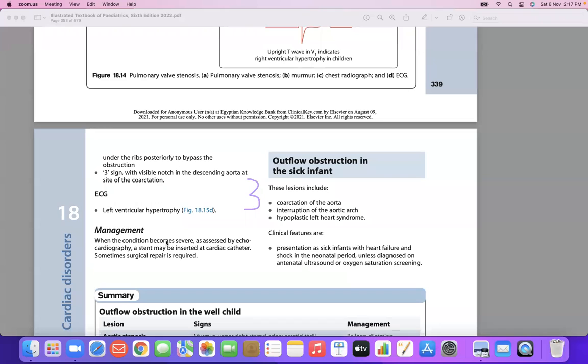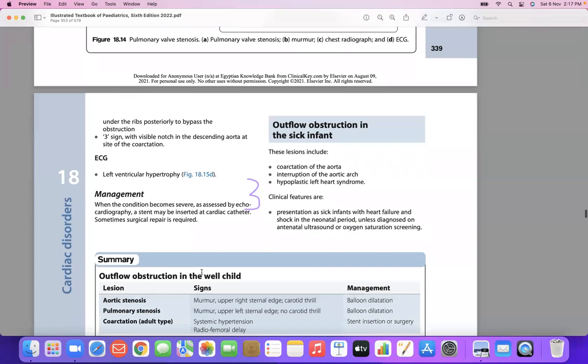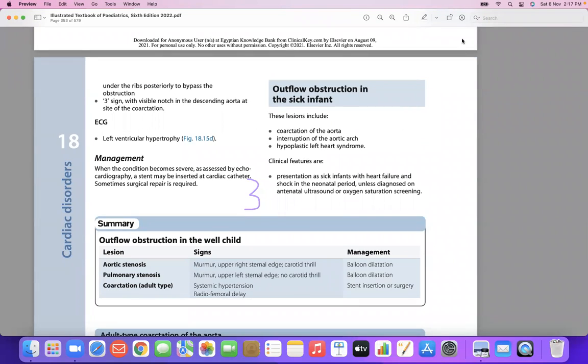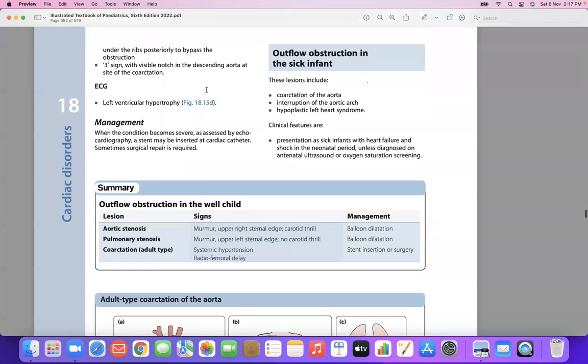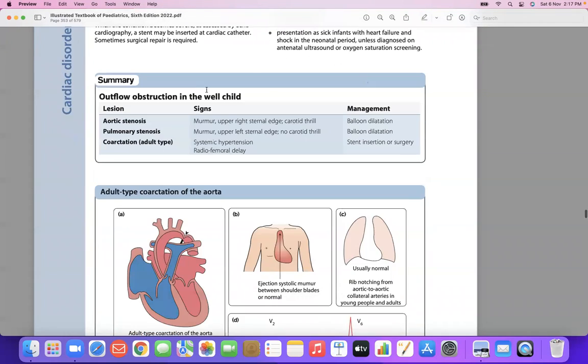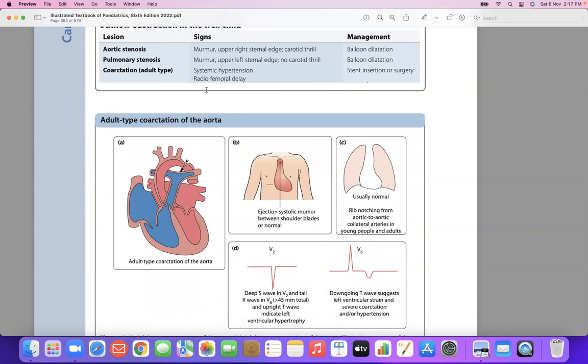Management: when the condition becomes severe and is assessed by echocardiography, a stent may be inserted at cardiac catheterization, sometimes surgical repair. So to start with, to open the coarctation, they will give the stent. And if later needed, surgery will be considered. So this is for the adult type coarctation of aorta.